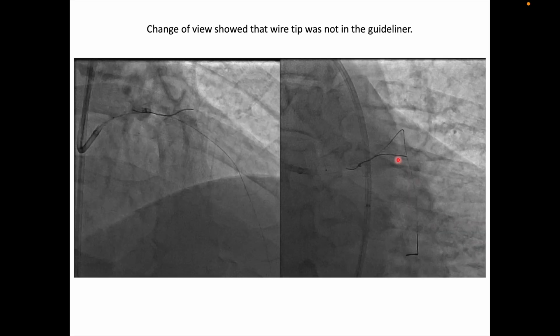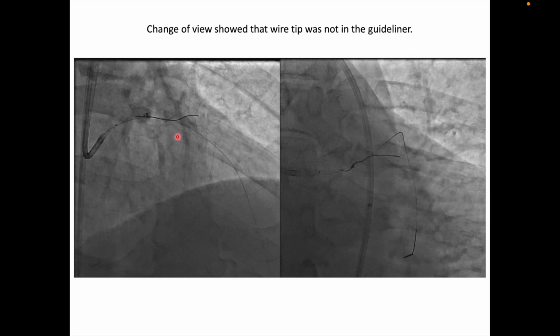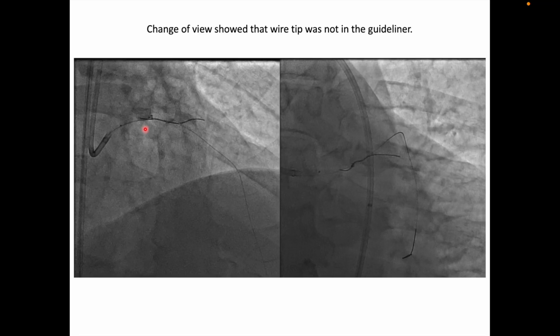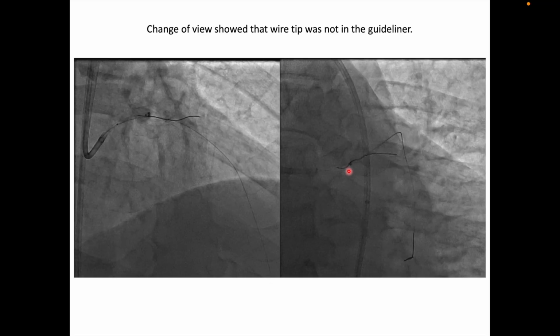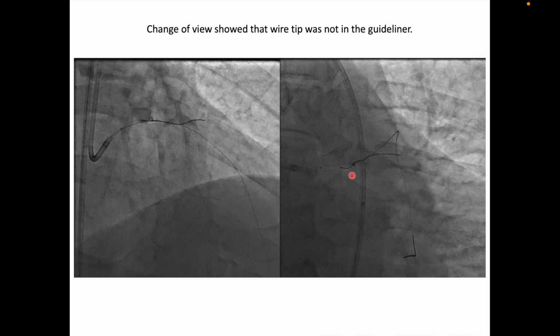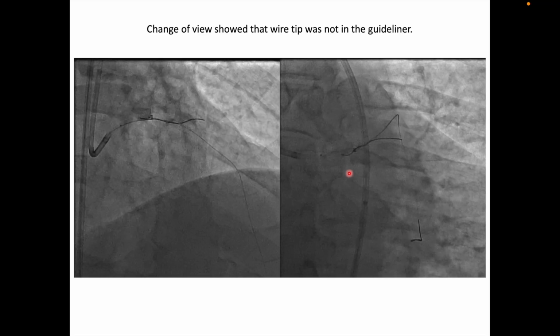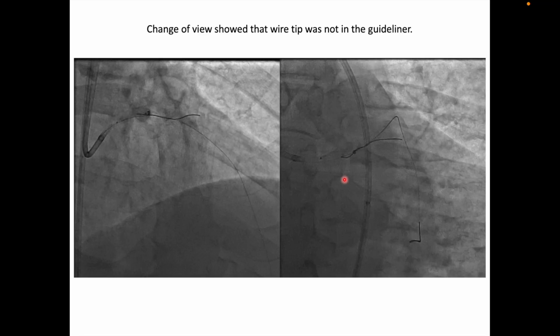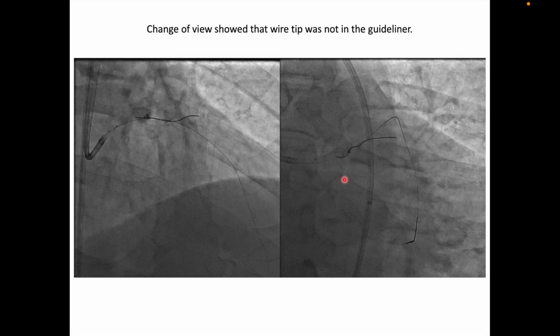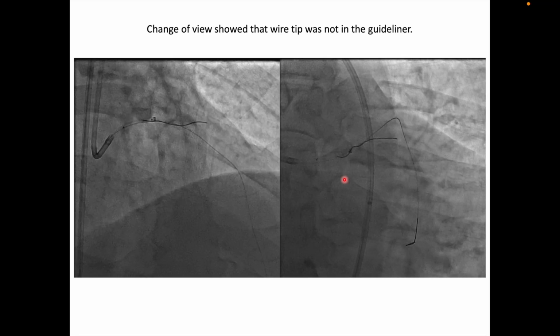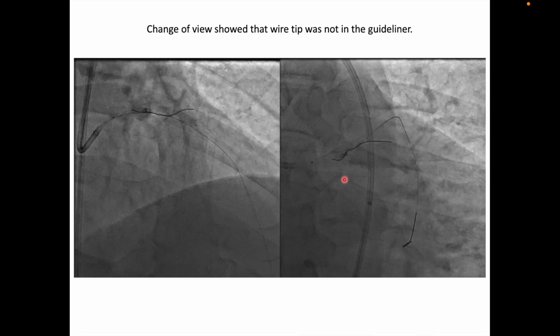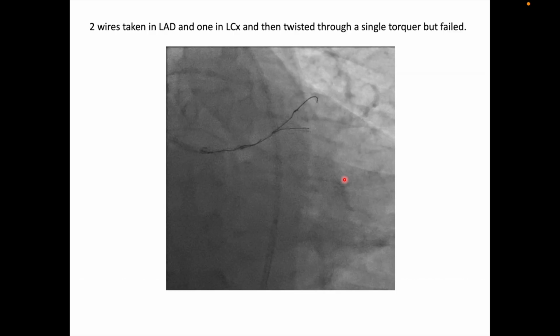Now when we were trying to trap the guide liner, we realized on changing views, here you can clearly see that the wire actually is not inside the guide liner. We thought we had brought it into the guide liner tip, but actually it is still hanging in the left main stem, and the snare actually could not bring it into the guide liner. So the trapping balloon thing failed. It's not in the guide liner.